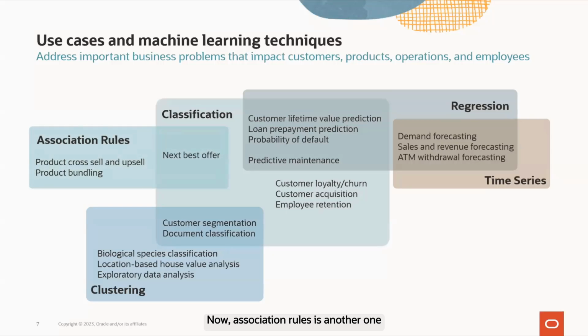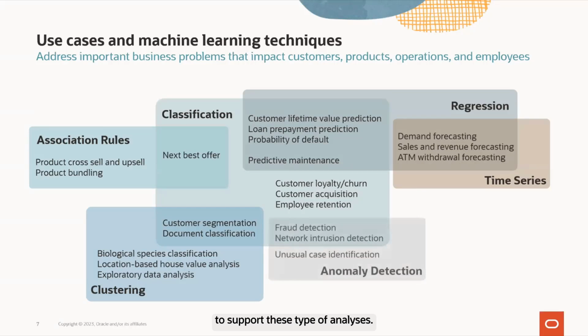Now, association rules is another one that allows us to say, if a customer did a certain action A and B, are they likely to do an action C? Or if they've bought a product A and B, are they likely to buy a product C? And so these are different techniques that can be brought to bear with data, especially looking at transactional data to support these types of analyses.